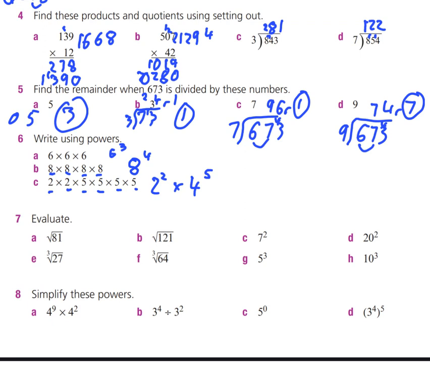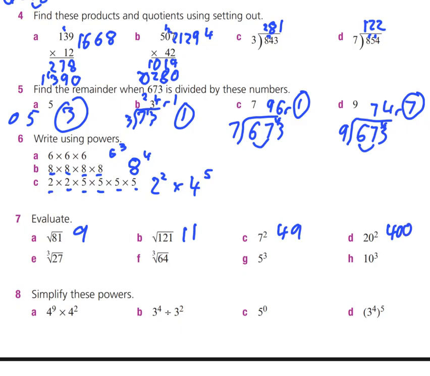Evaluate. Square root of 81. What times what equals 81? You put that in your calculator, you'll get 9. 121. I've seen that in my 11 times tables. That's 11 times 11. 7 squared. 7 times 7 is 49. 20 times 20 is 400.